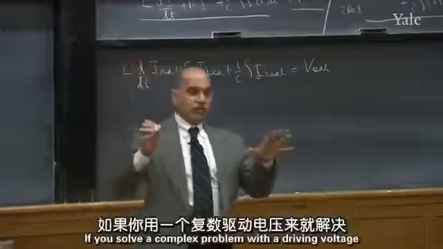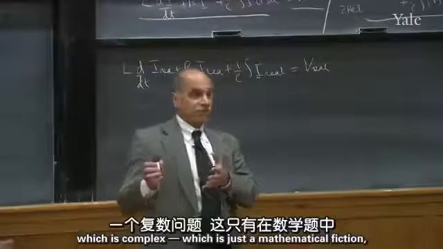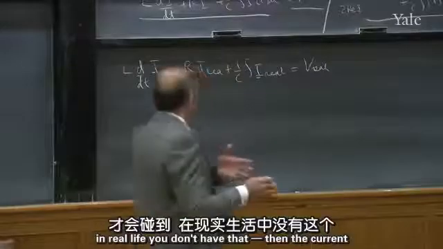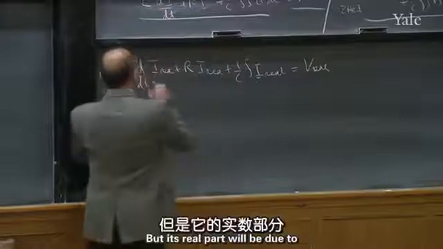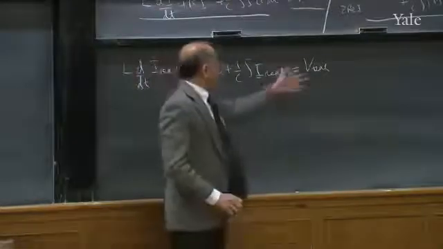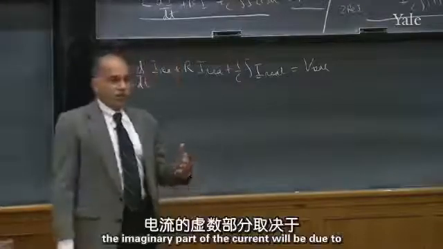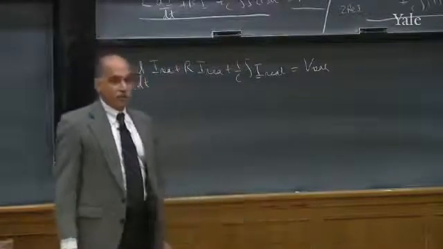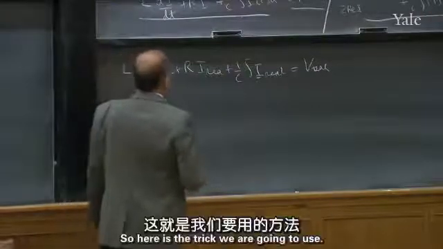If you solve a complex problem with a driving voltage which is complex, which is just a mathematical fiction, in real life you don't have that, then the current that you get will also be complex, but its real part will be due to the real part of your voltage. And you can also show the imaginary part of the current will be due to the imaginary part of the voltage. This is just the principle of superposition. So here is the trick we are going to use.